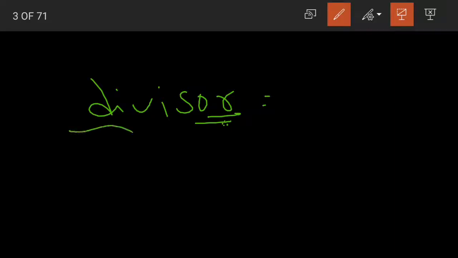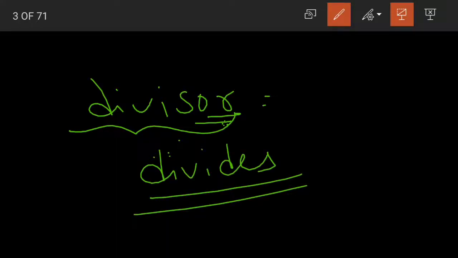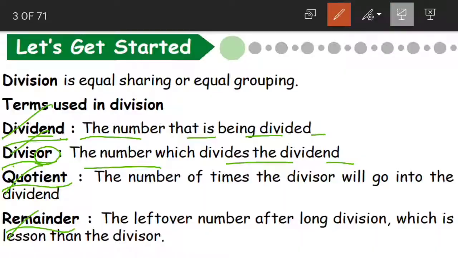In the same way, here we are having divisor. So here we are having the 'or' term. That means this number, the divisor, is what divides. The divisor is the number that divides another number. Okay children, whenever divisor comes up, try to compare it with teacher or doctor. A teacher is someone who teaches, a doctor is someone who treats. In the same way, the divisor is the number that divides another number.